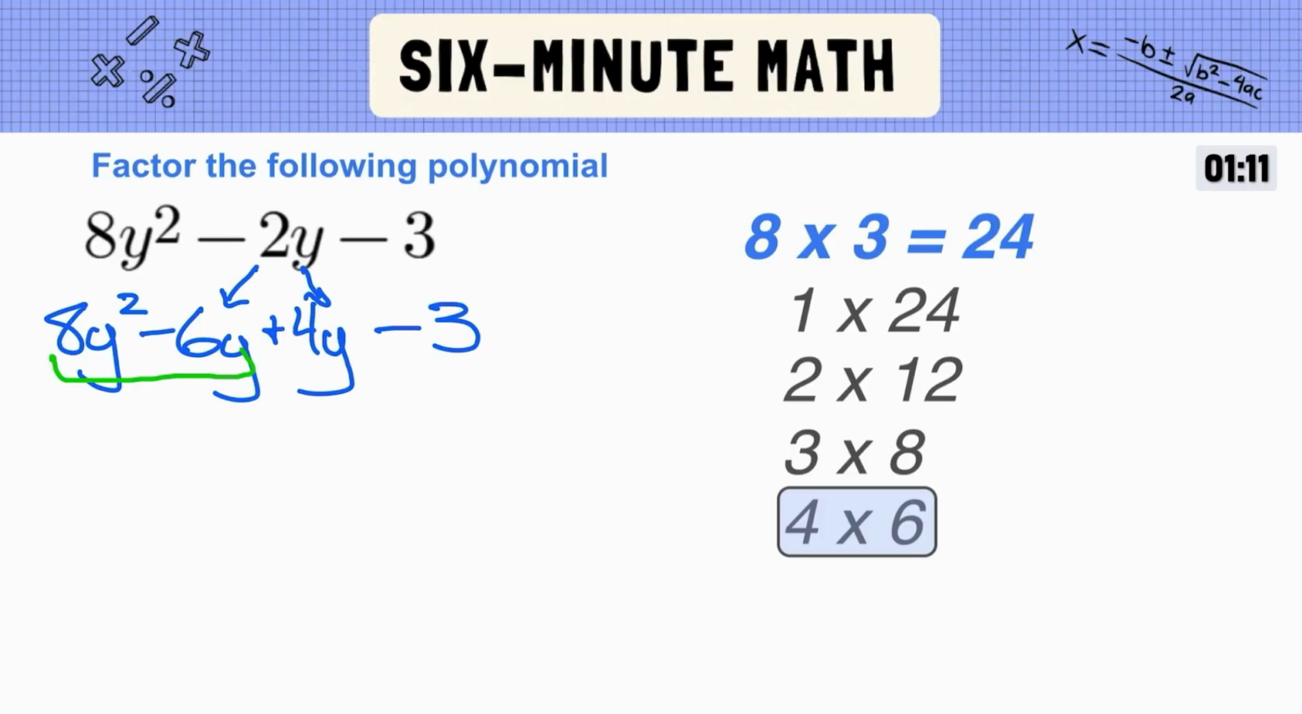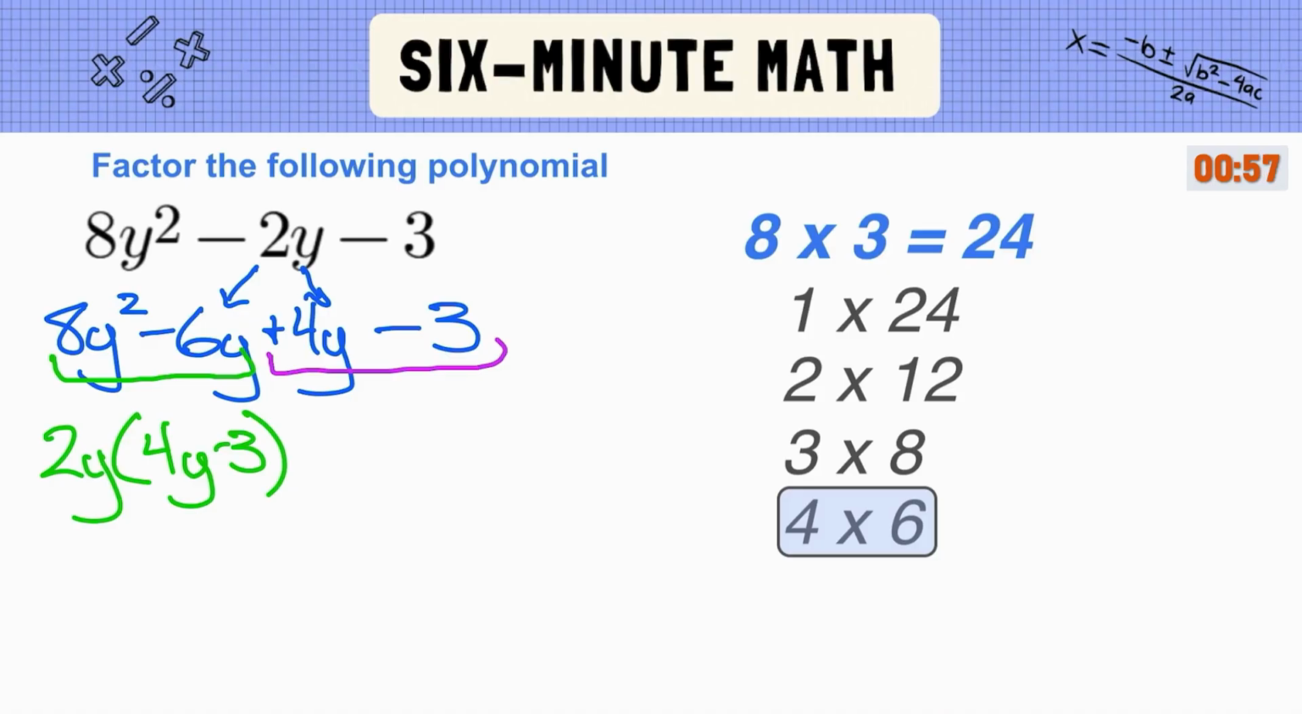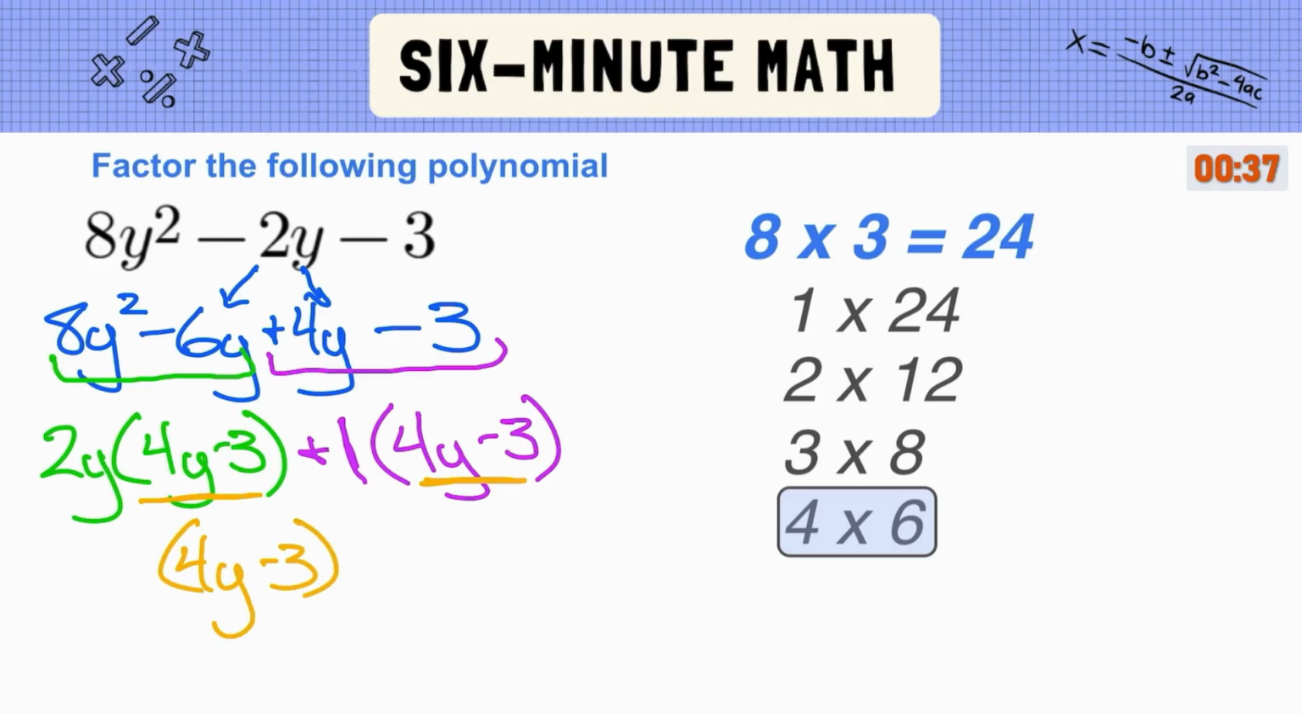I have my first two terms, which I can factor out a 2y. What am I left with? 4y minus 3. And then I have my pink terms. What can I factor out of that? I actually can't factor anything, so I'm going to factor out a 1. And what I am left with is 4y minus 3. This is great. I have a common binomial, so I know one factor is 4y minus 3. And I'm left with the remaining 2y plus 1.